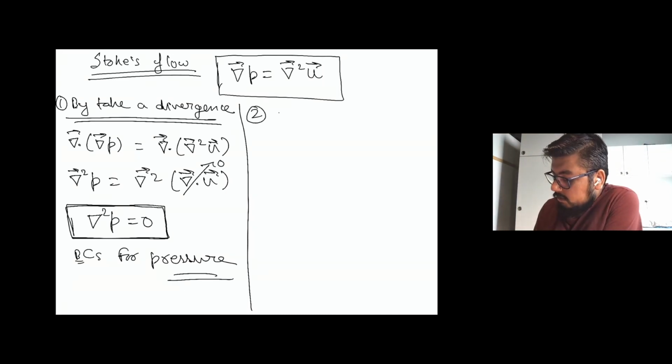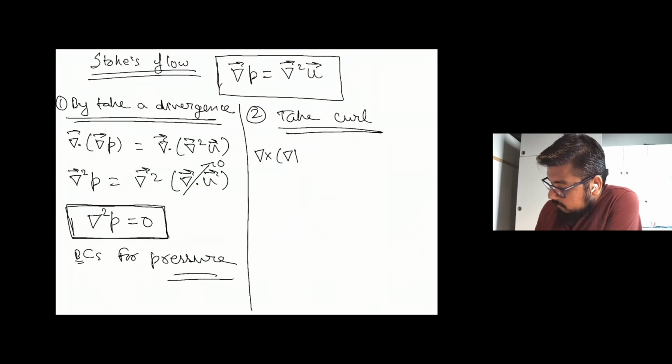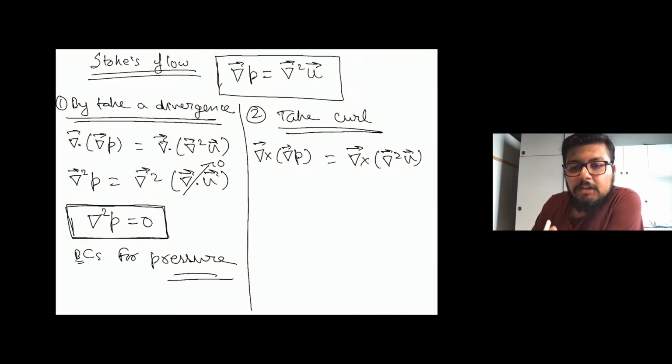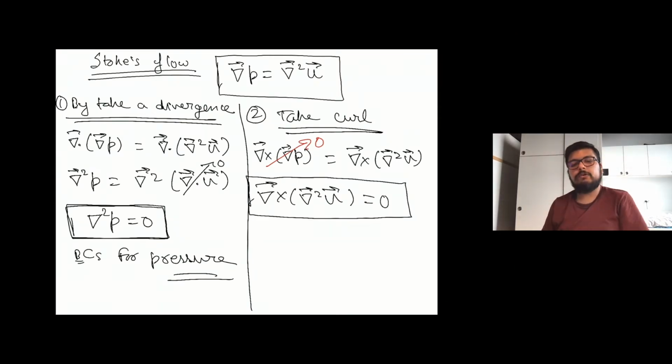And this equation can now be solved by using the boundary conditions for pressure. Alternatively, what we can do is to take the curl of this equation. Now, if we take the curl of this equation, what we get is that the curl of the gradient of P is equal to the curl of the Laplace of u. Now, the left-hand side of this equation is curl of a gradient of a scalar field, which, as you know, is zero. So what we get is that the curl of the Laplace of u is zero. And if we know the velocity boundary conditions, we can then solve this equation. But this equation looks a bit scary.